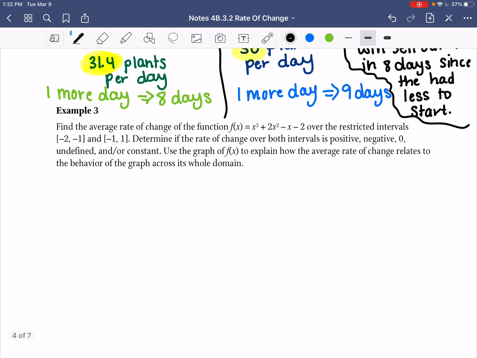So example 3 says find the average rate of change for the function f of x equals x cubed plus 2x squared minus x minus 2 over the restricted intervals. So they gave us intervals. These are not points. These are intervals.